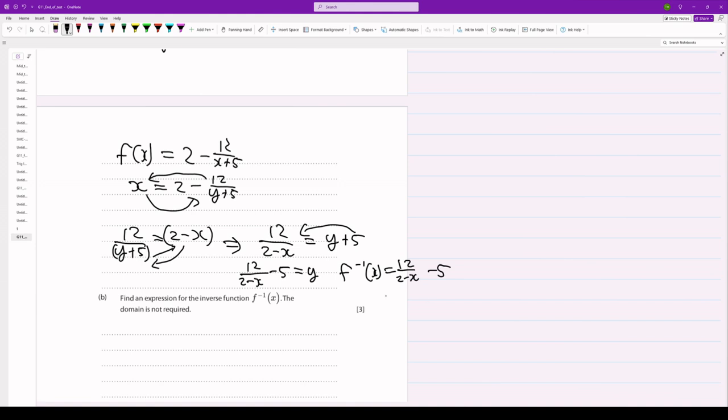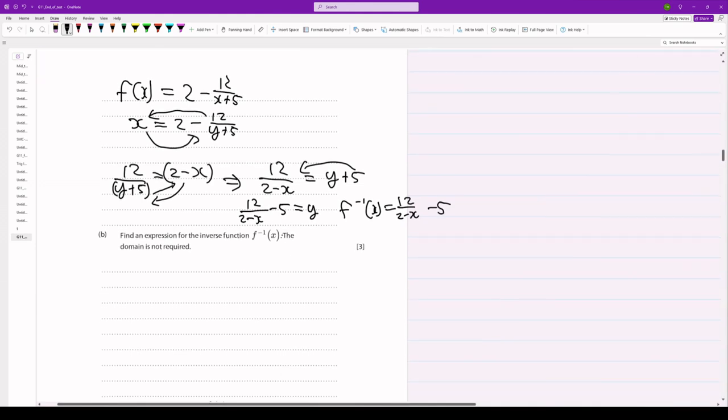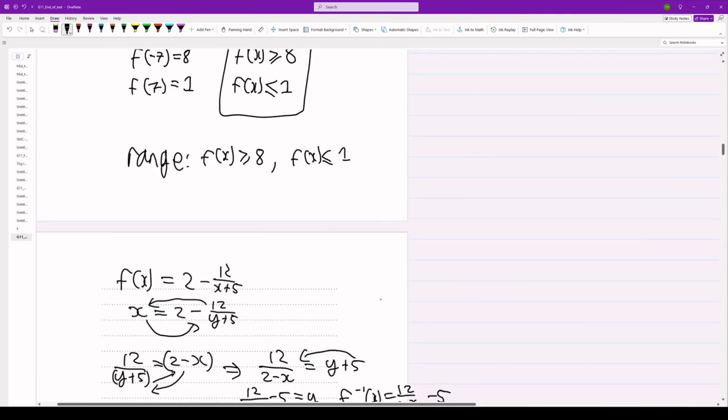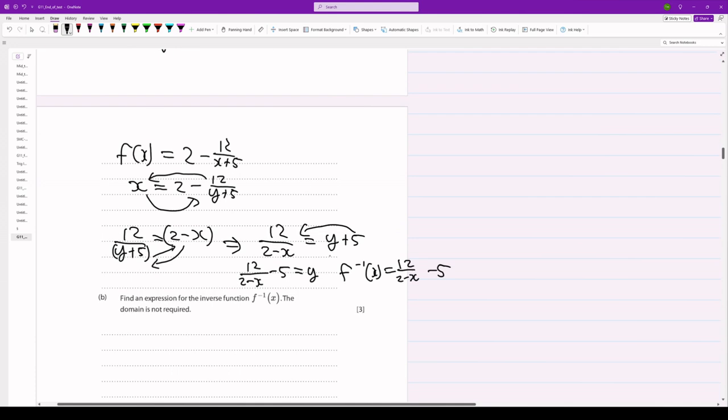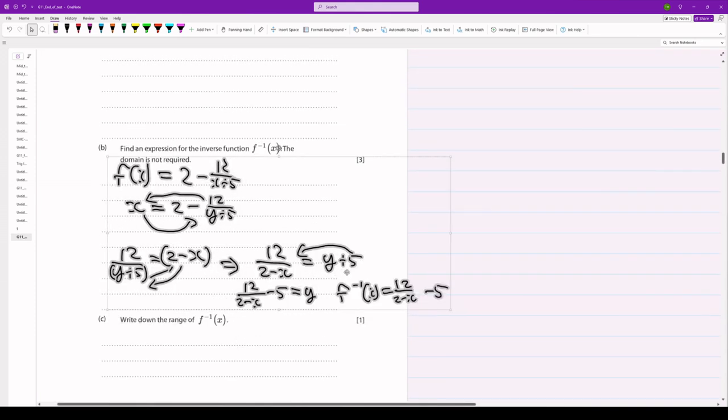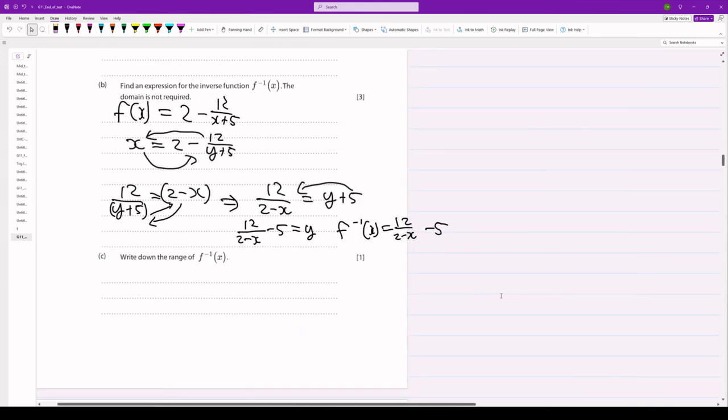Done. Find an expression for the inverse function. Well, we did that. Oh, I wrote it in the wrong box. Whoops. There we go. Write down the range of f minus 1 of x.